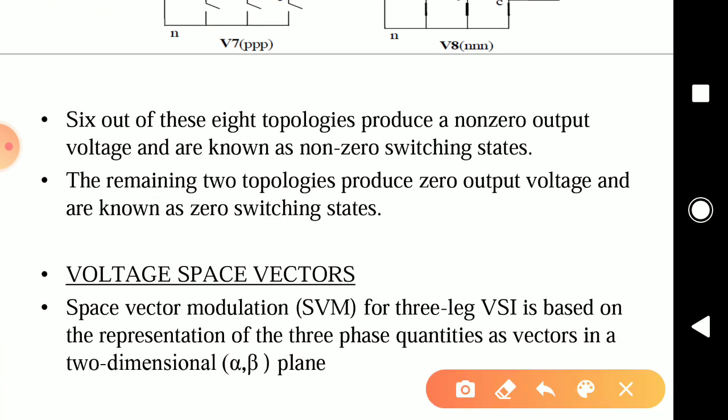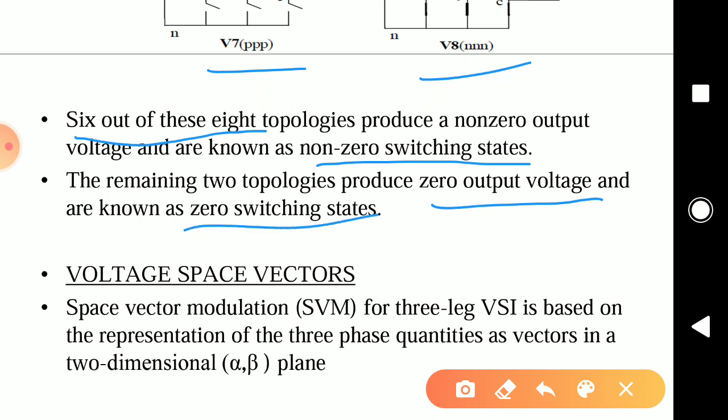So you can see over here, out of the 8 topologies, 6 of the topologies are known as non-zero switching states, and the 2 topologies, V7 and V8, are called the zero output voltages or zero switching states. Okay, so you have 6 non-zero switching states and 2 zero switching states.